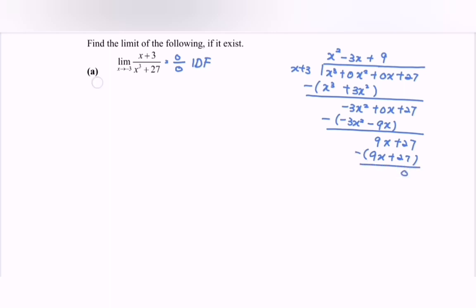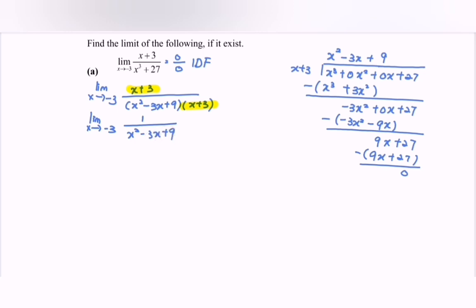Rewrite the situation. So limit when x approaching negative 3, we have x plus 3 over the quotient x squared minus 3x plus 9, multiplied with x plus 3. So notice that we have a common term. Then we can simplify the situation. Limit when x approaching negative 3, so here we have 1 over x squared minus 3x plus 9. So if we substitute the value, we will have 1 over 9 plus 9 plus 9.